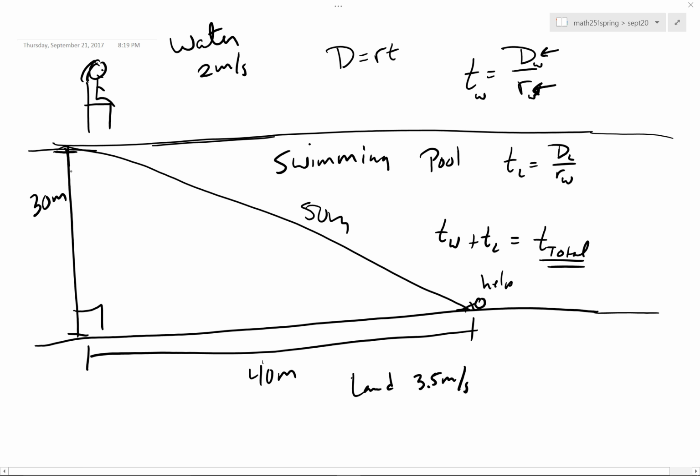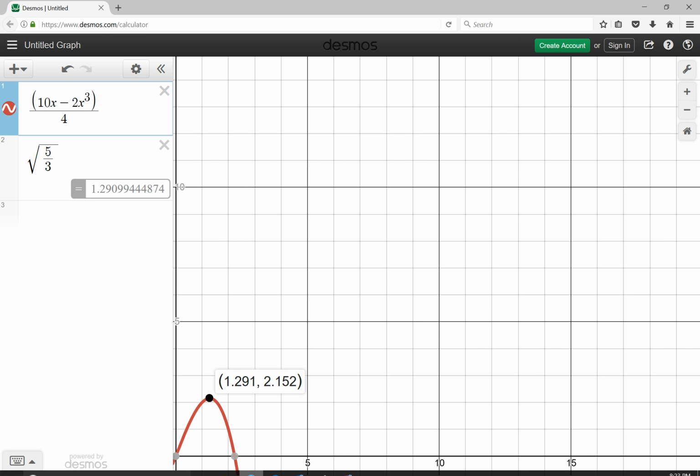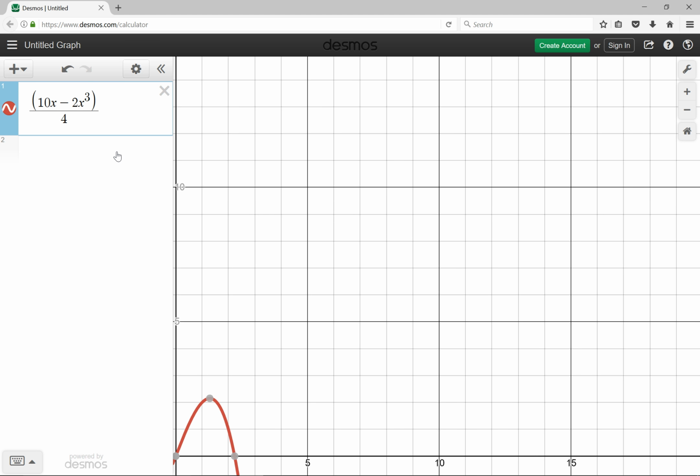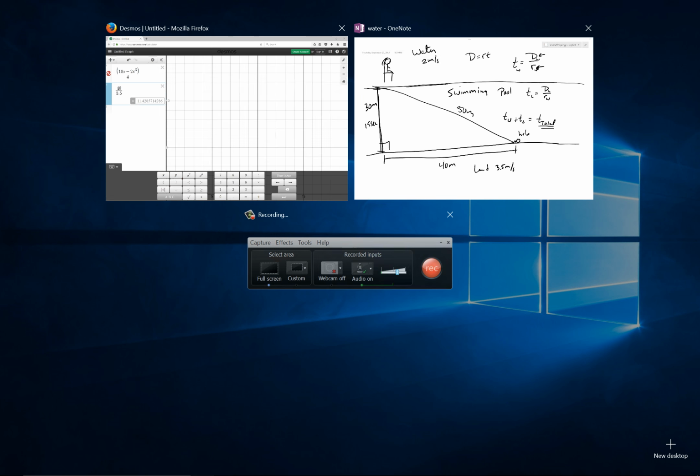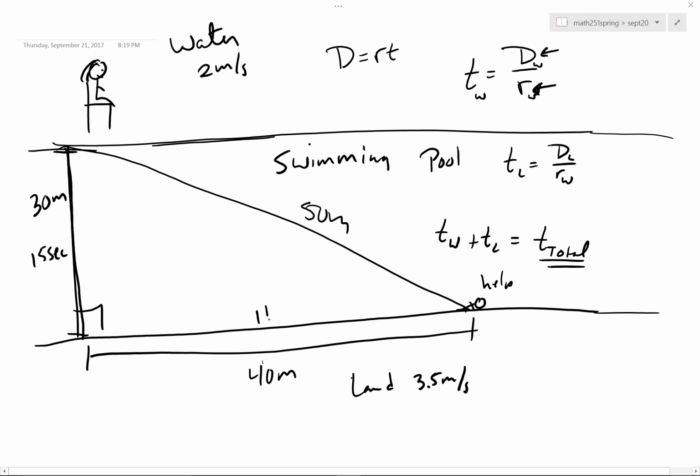Now, what if she swims straight across? Well, that would be 15 seconds to swim across. And then 40 divided by 3.5. If someone was here and could help me, that would be swell, but apparently I have to do everything myself. So 40 divided by 3.5 is 11.4 seconds to run down the beach, for a grand total of 26.4 seconds. Again, not very good. And by the way, longer than swimming the hypotenuse.